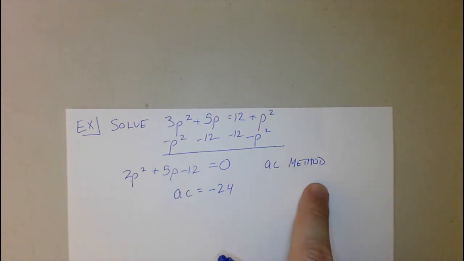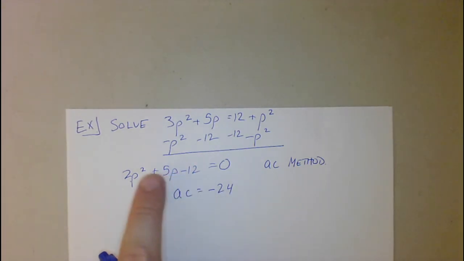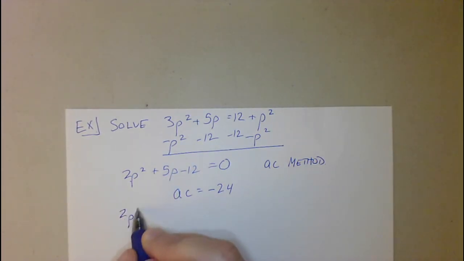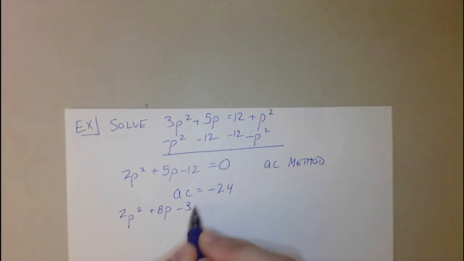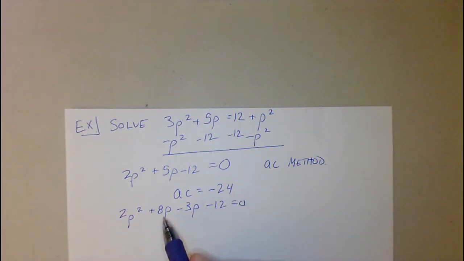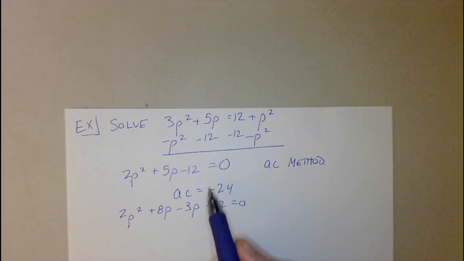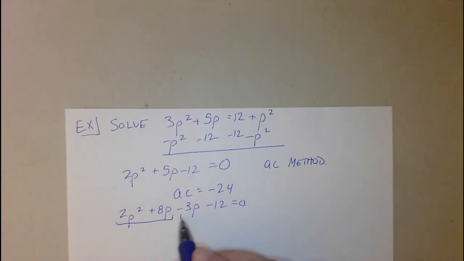Okay, again, there's a whole video on this. I'll just go through it real quick. 1 and 24, not going to give me 5. 2 and 12, not going to give me 5. 3 and 8, 8 minus 3 is 5. And so that's the winning combination. 2p squared plus 8p minus 3p minus 12 equal to 0. Again, I got 8p minus 3p by looking at the factors of negative 24 and seeing what added up to give me positive 5. Well, now we can factor this by grouping.